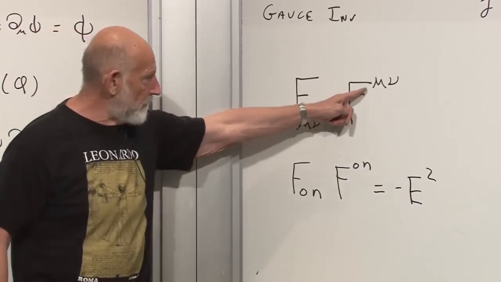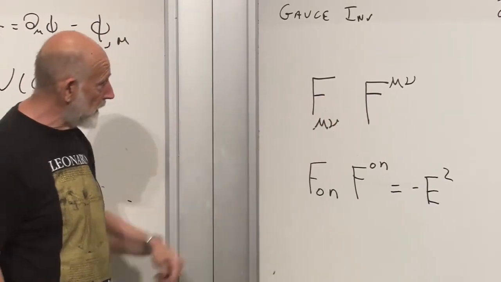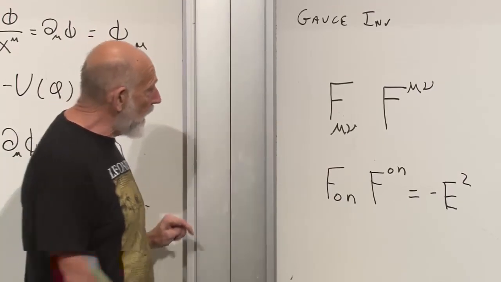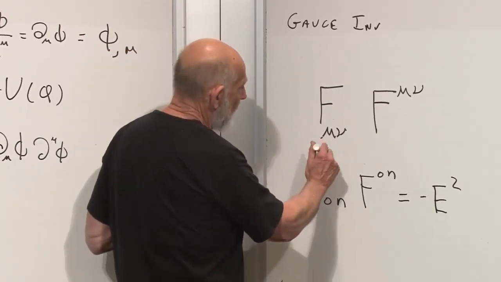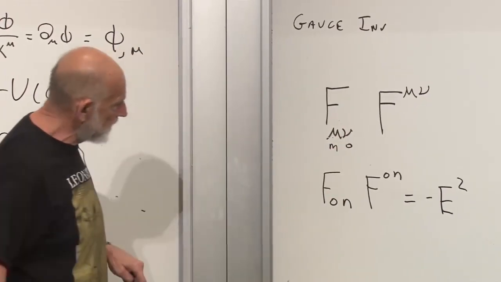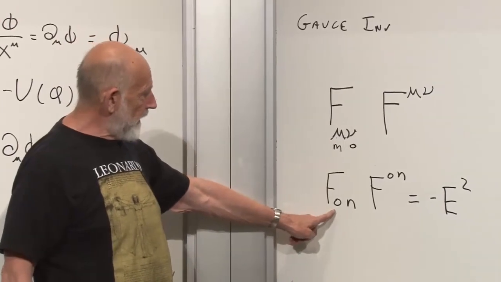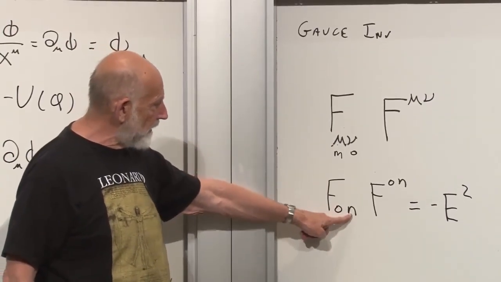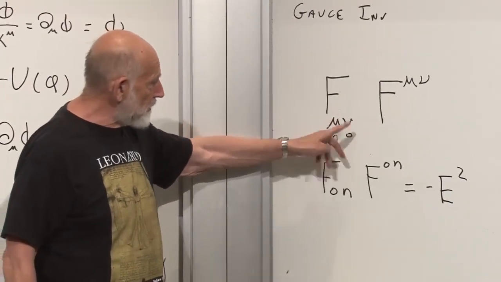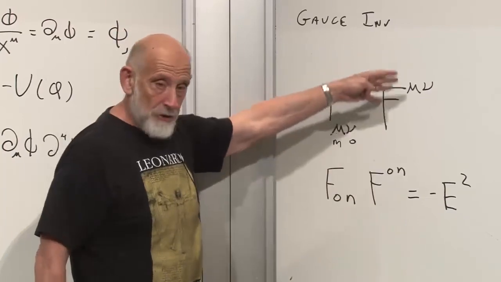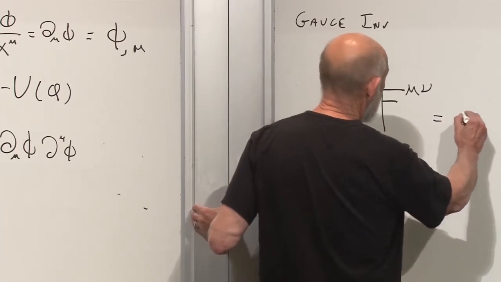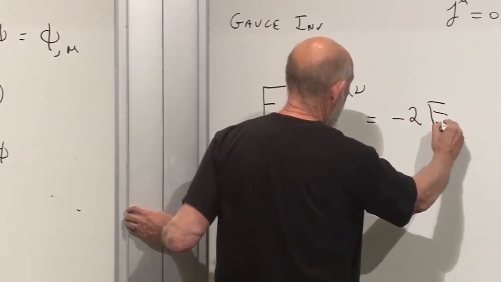Now, actually, this term appears twice. It appears twice because you can have mu be the space component and nu be the time component. Here we had the first index being time, the second index being space, but there's the opposite possibility: the first index being space, the second index being time, and that just gives us twice the same thing. So first of all, this contains minus twice the electric field squared.